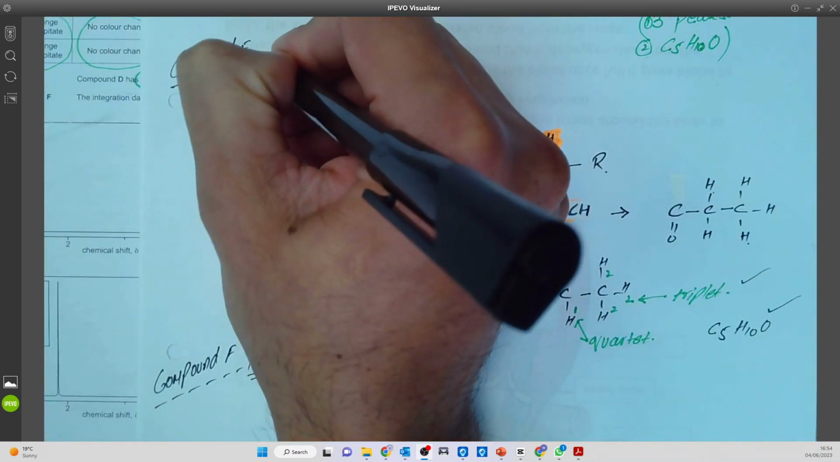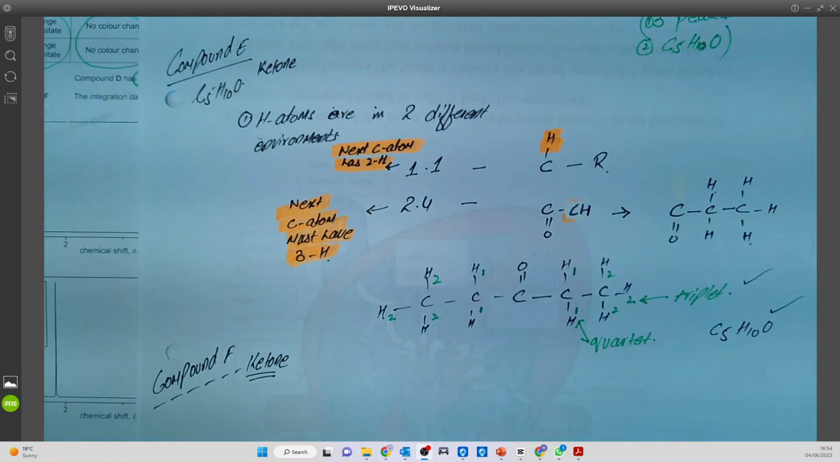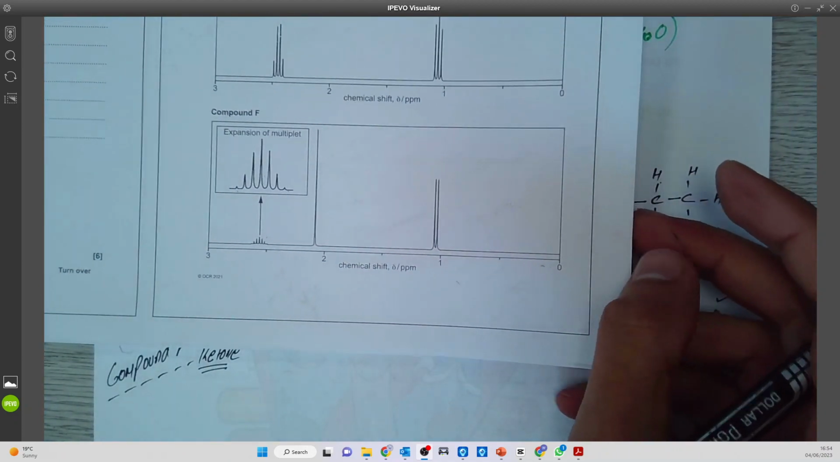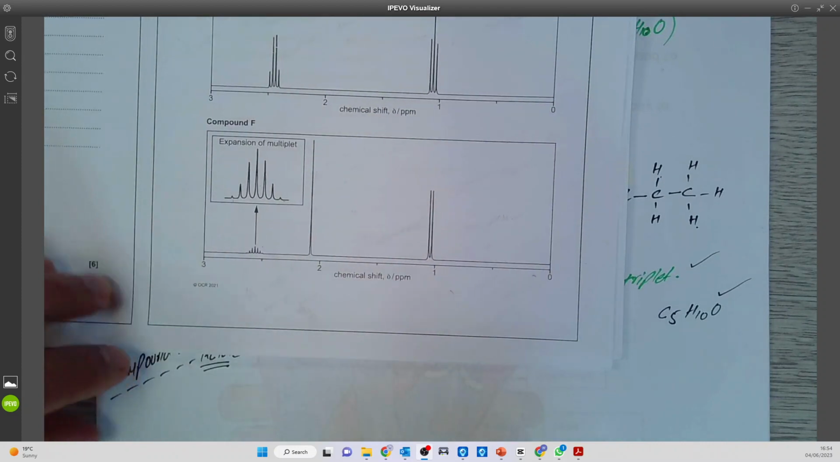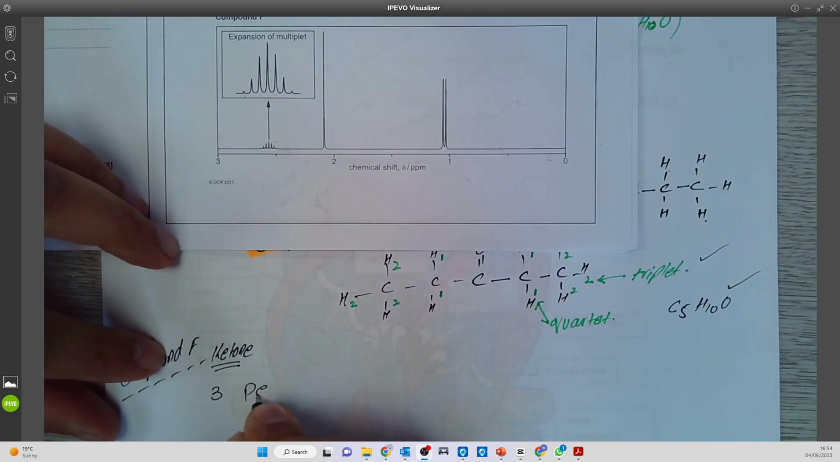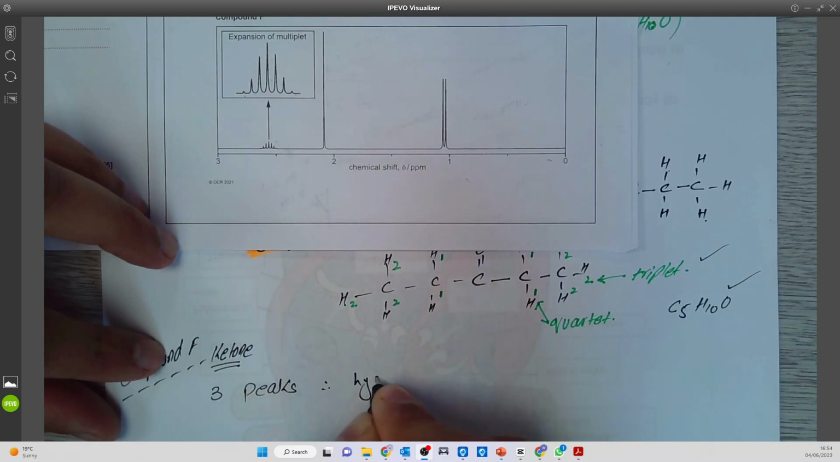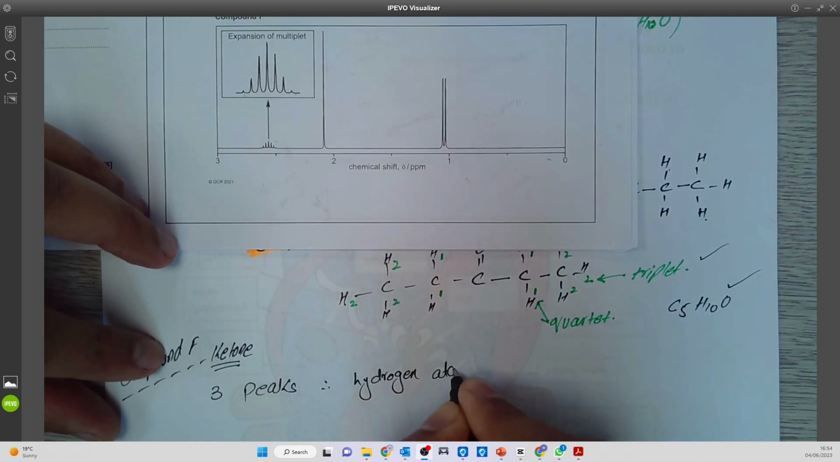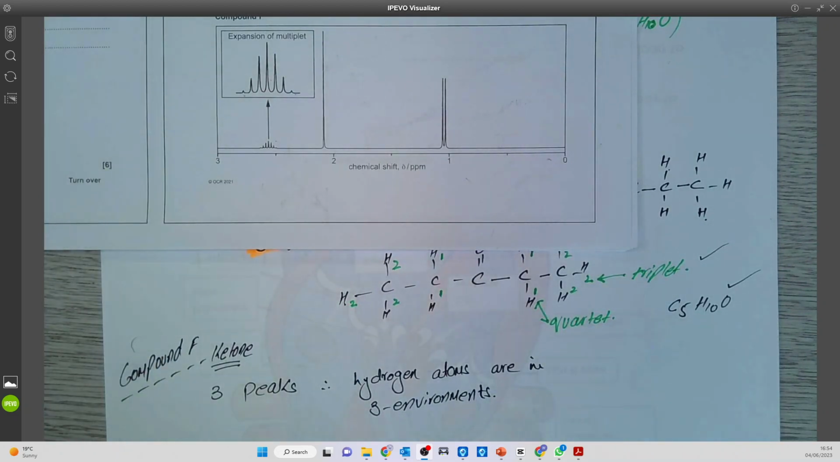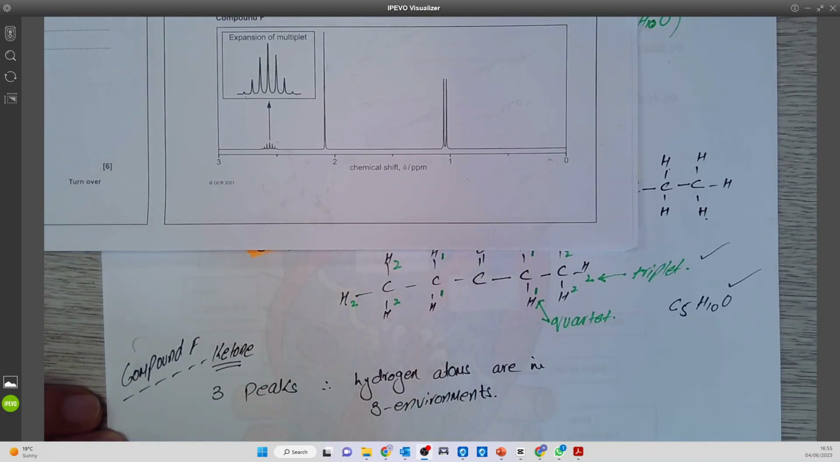This one was also a ketone. Now if I look at the next one, how many peaks do I have here? 1, 2, 3. I can say 3 peaks. Therefore, hydrogen atoms are in 3 environments. Once I've identified this, the next bit that I need to check is, where are these peaks at? First peak is at 1.1, second peak is at 2.1, and the third peak is at, let's say, 2.6.